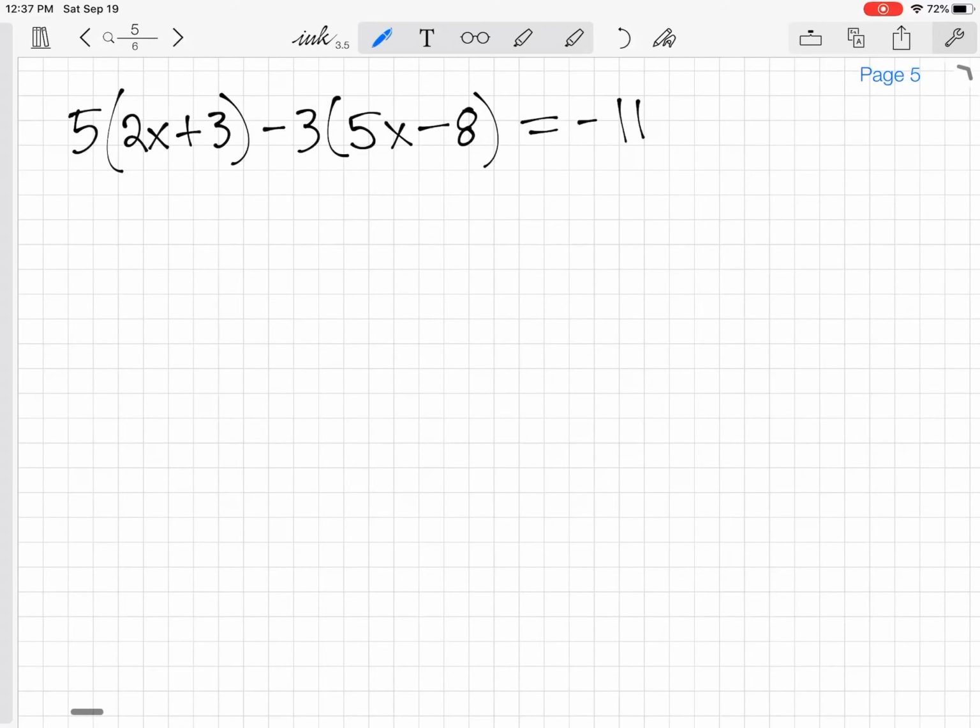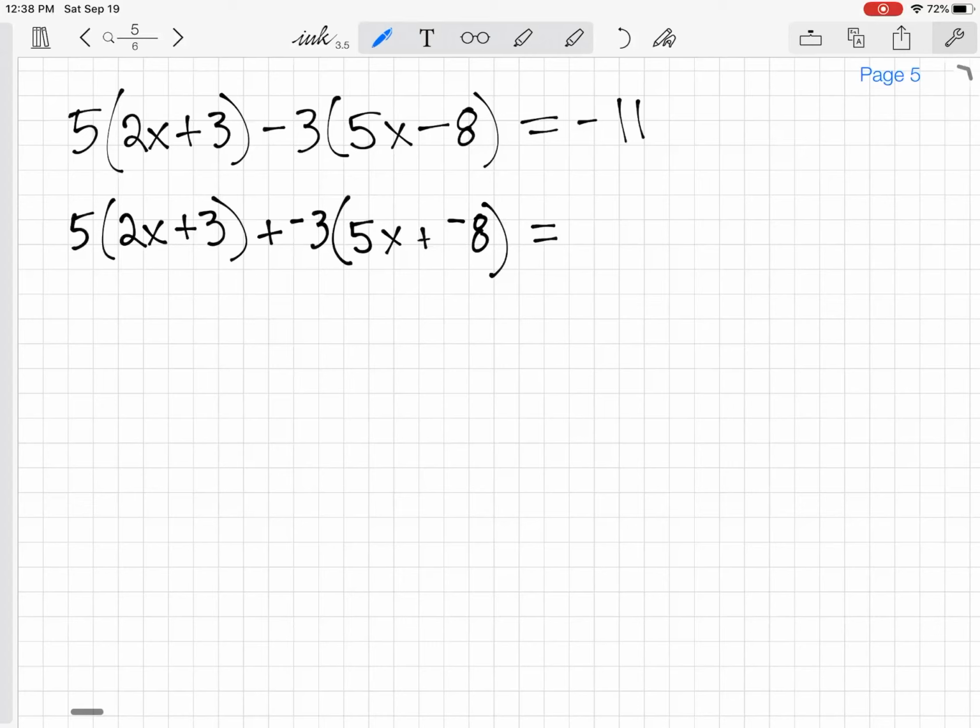Okay, so the first thing that I see that I need to do is I've got this subtraction. I've got these two subtraction signs. So what I'd like to do is I'm going to rewrite that. So I'm going to say this is 5 times the quantity 2x plus 3. And instead of minus 3, I'm going to write plus negative 3 times 5x plus negative 8. And all of that equals negative 11.